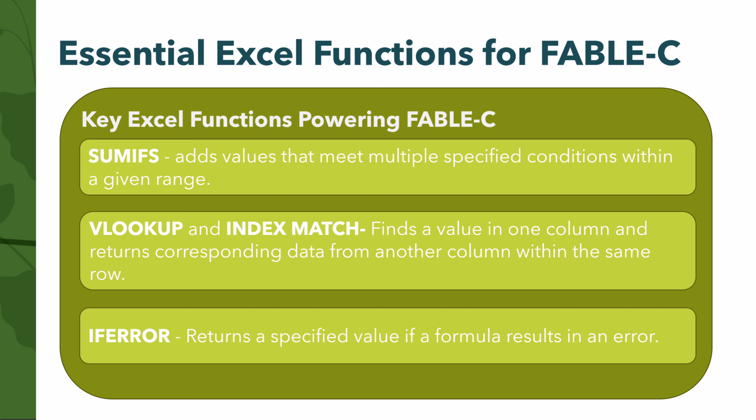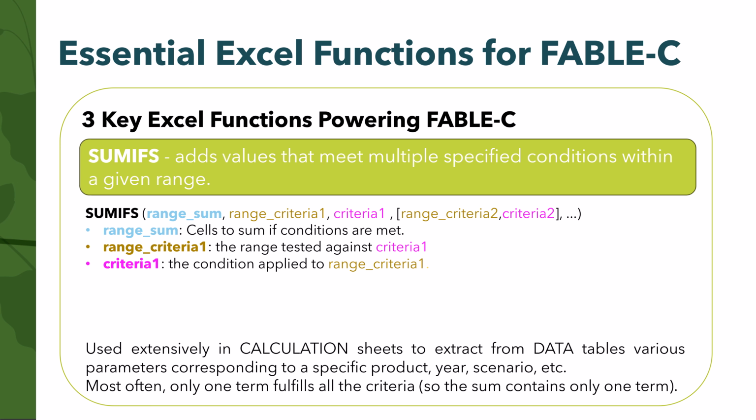These are the essential Excel functions for the FABLE calculator. Let's look at them one by one. The SUMIFS function is widely used in the calculation sheets to extract specific values from data tables based on multiple conditions. It sums values that meet defined criteria, such as specific product, year, or scenario. In most cases, only one value matches all conditions, meaning that the sum contains just one term.